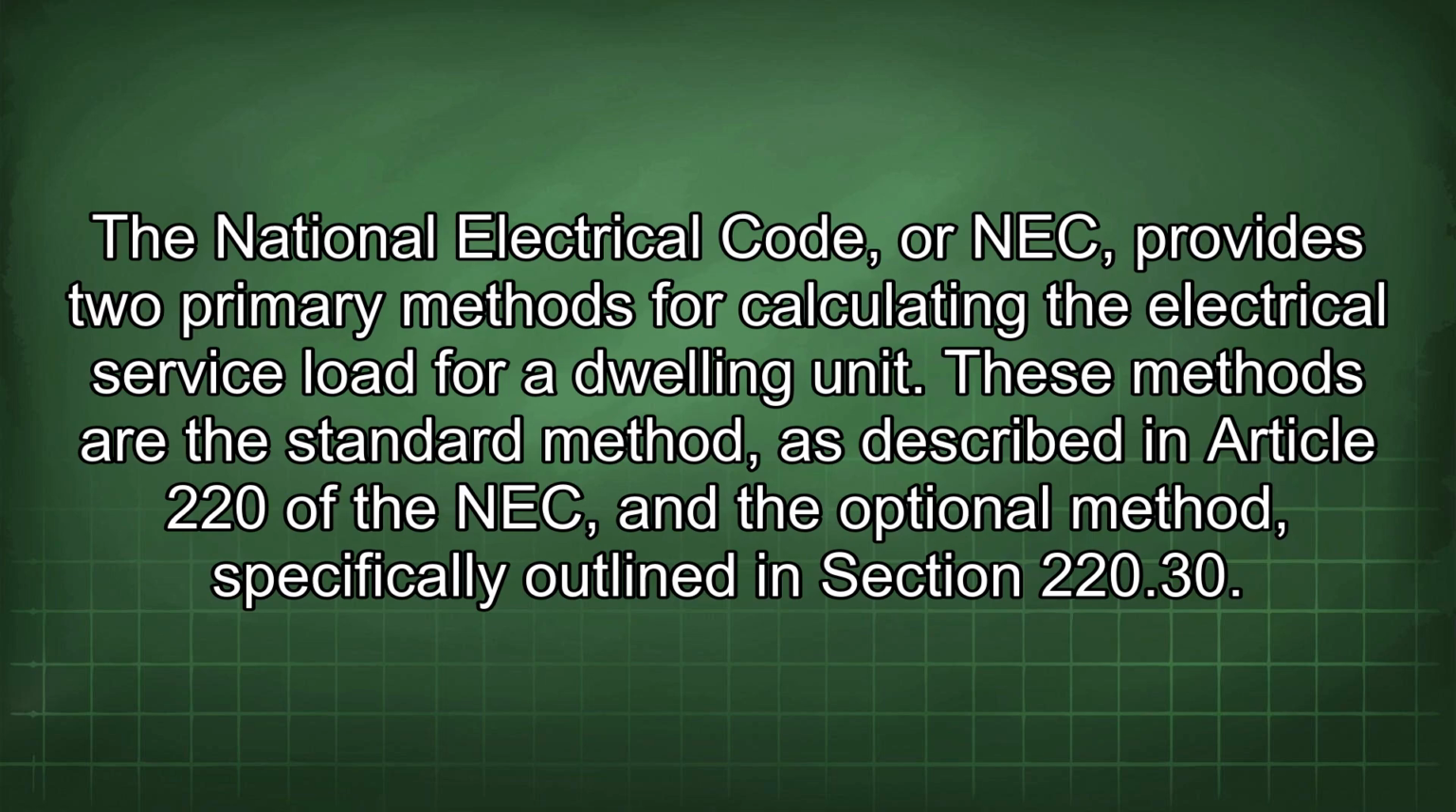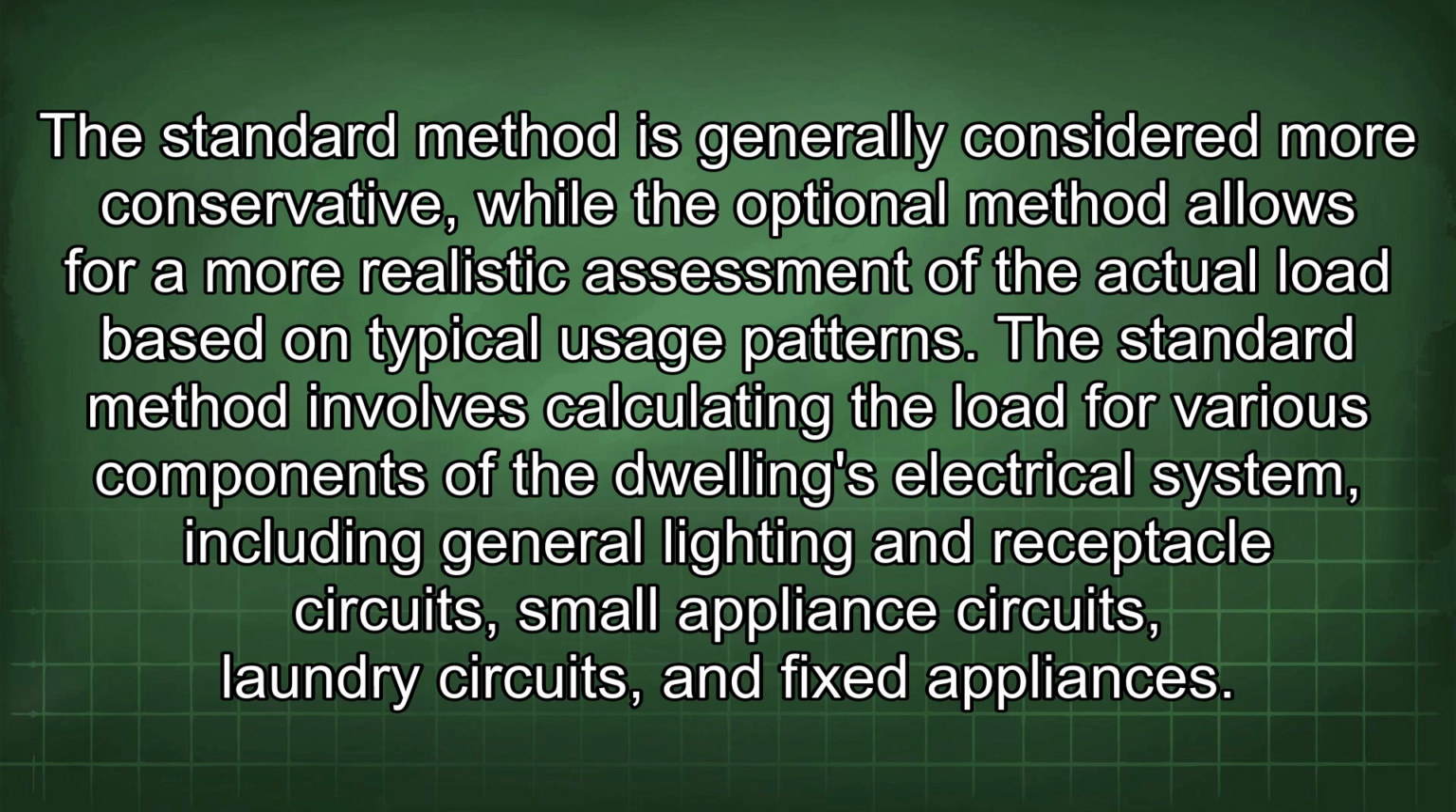The National Electrical Code, or NEC, provides two primary methods for calculating the electrical service load for a dwelling unit. These methods are the standard method, as described in Article 220 of the NEC, and the optional method, specifically outlined in Section 220.30. The standard method is generally considered more conservative, while the optional method allows for a more realistic assessment of the actual load based on typical usage patterns.